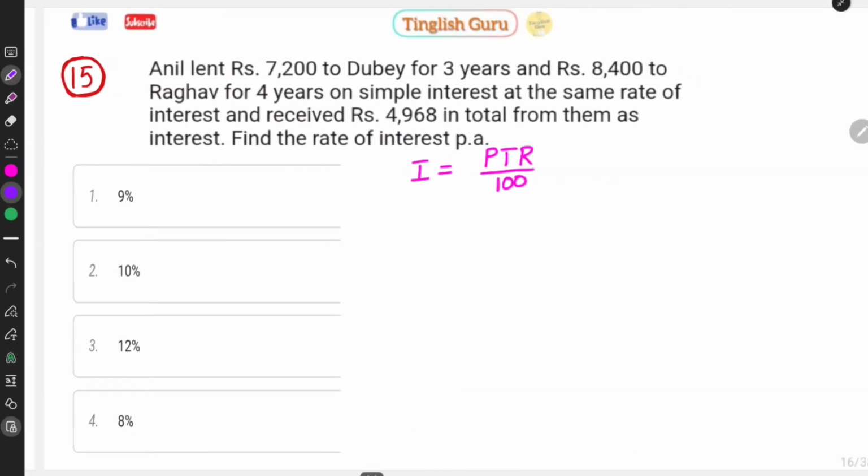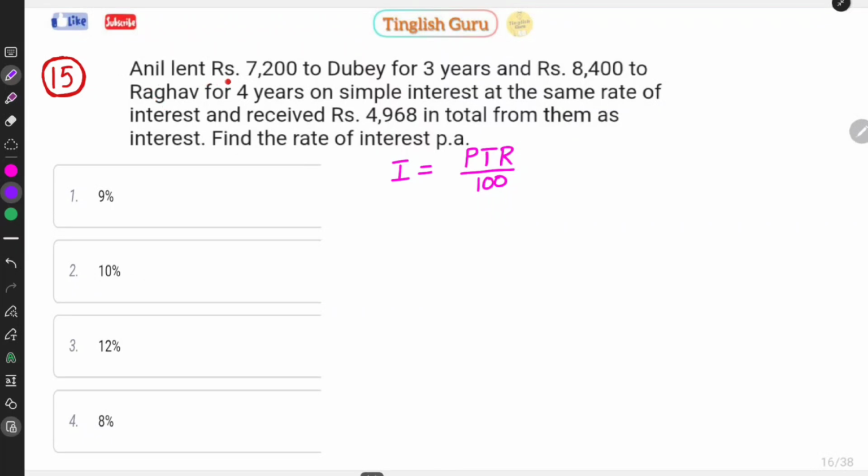Next, Anil lent 7,200 to Dubey for 3 years and 8,400 to Raghav for 4 years on simple interest at the same rate of interest and received 4968 in total from them as interest. So, total interest is also given, then find the rate of interest. The rate of interest is same. Okay, the rate of interest is same. We have to find the value of R.